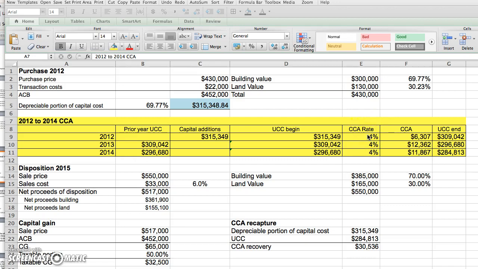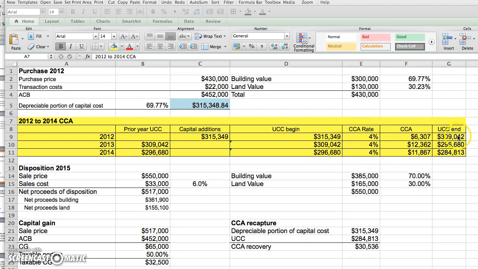Now, CRA allows us to deduct CCA on very strict terms. It's always declining balance. It's always the half-year rule, where you take 50% of the depreciation in the year of acquisition. And it depends on the class of the asset. So a building acquired after 1987 is Class 1, which carries a CCA rate of 4%.